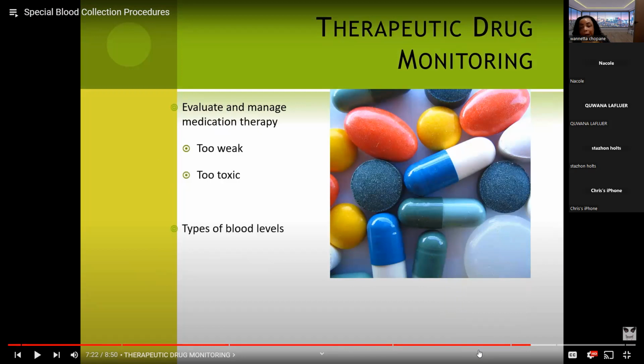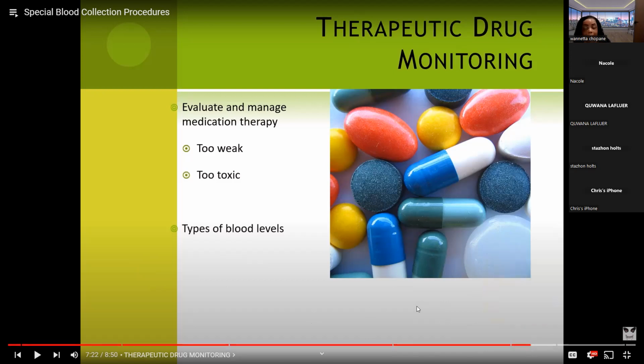There are some drugs out there that the doctor can't just prescribe you and let you be for months. The doctor actually has to make sure that it's working for you. So they do have to do therapeutic drug monitoring to see if the medication is too weak for you or if it's too toxic. And we know now that toxic means too much, right? So with that being said, that is considered a special collection.